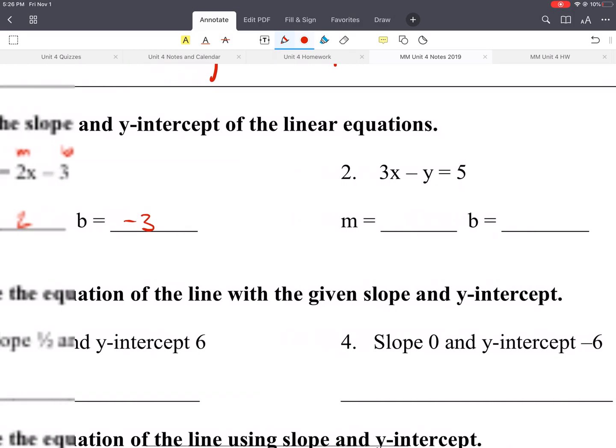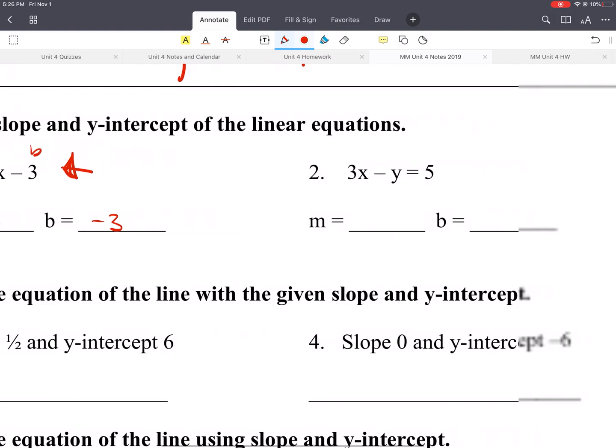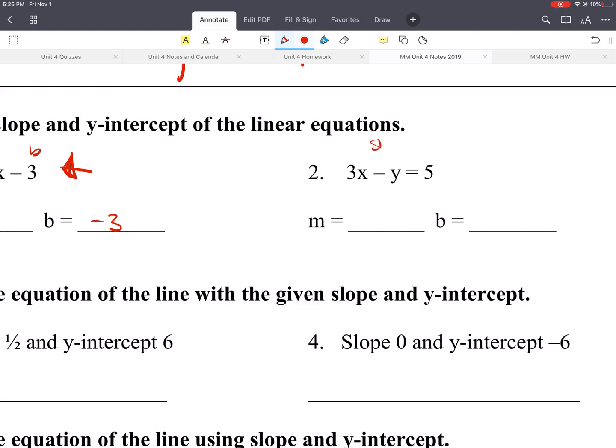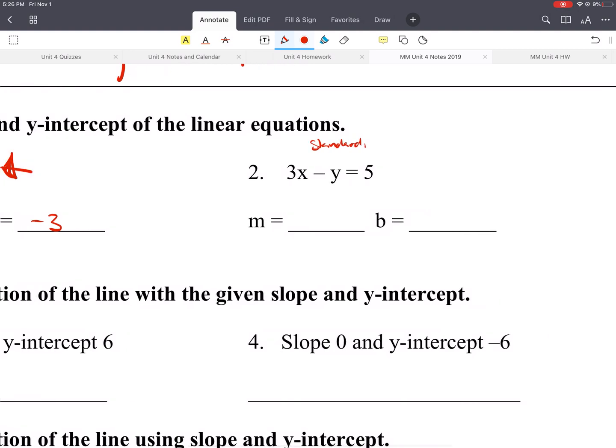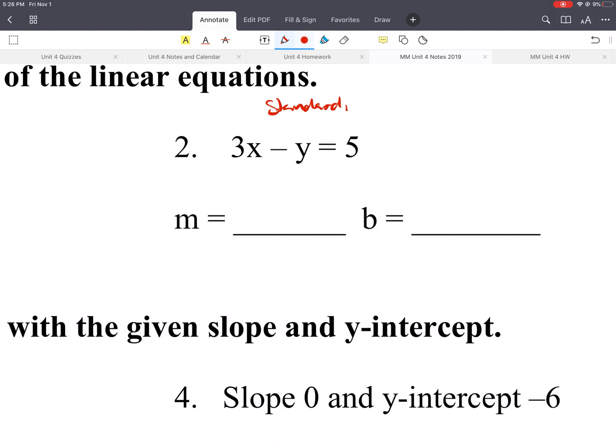Number 2, what this form right here, this is slope-intercept form. Here for number 2, this is standard form. Okay, and we will be talking about how to switch between standard and intercept form. For here, that's pretty easy. Okay, we want to get y by itself. Okay, so we have two choices.